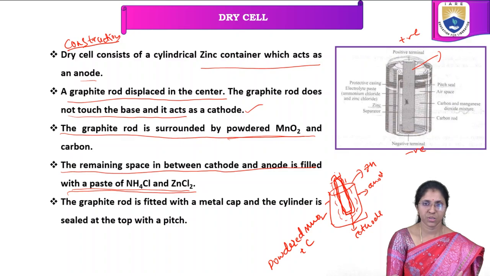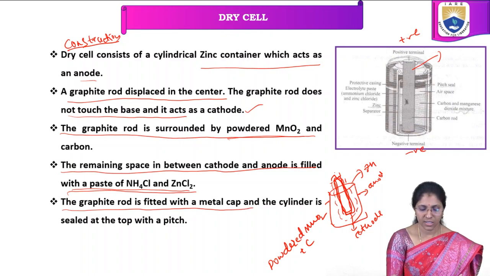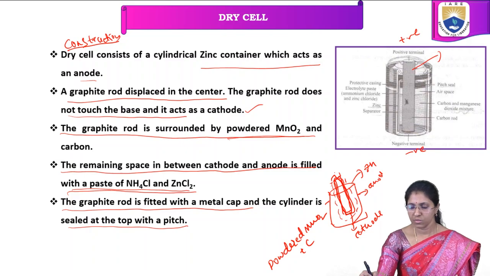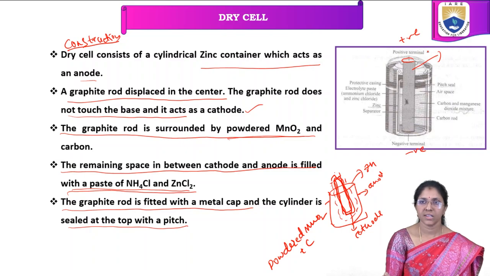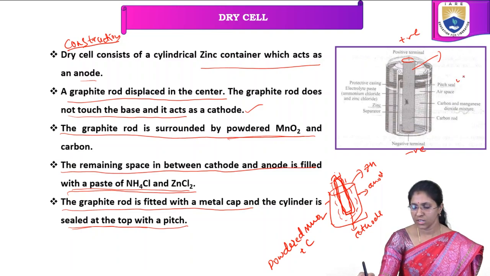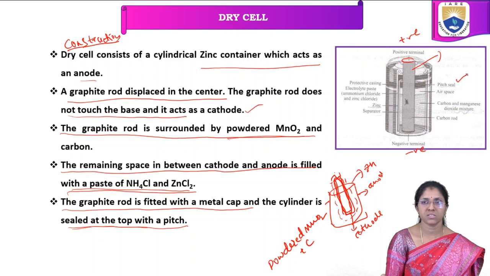The remaining space between the anode and cathode is filled with a paste of ammonium chloride and zinc chloride. The graphite rod is fitted with a metal cap in the cylinder, and it is sealed at the top with pitch. So this is fitted with a metal cap, and it is sealed at the top with a pitch seal.